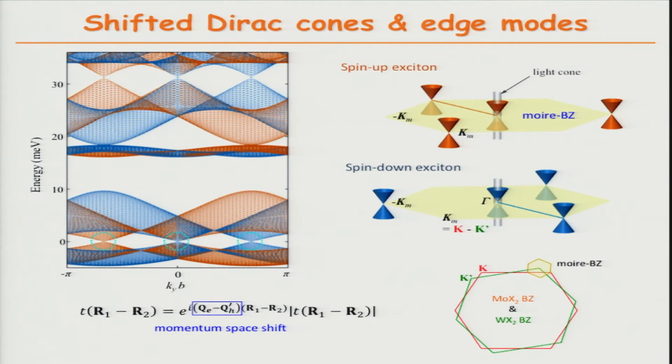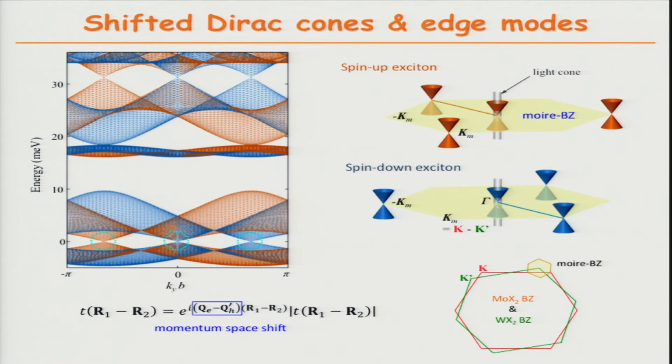But because of this complex hopping phase, the entire spectrum is shifted in the momentum space. So the two Dirac cones are now shifted by this amount, and one now goes to this gamma point, and the other shifts from one corner to the other. So that's for the spin-up exciton, and the spin-down exciton has the opposite momentum space shift.